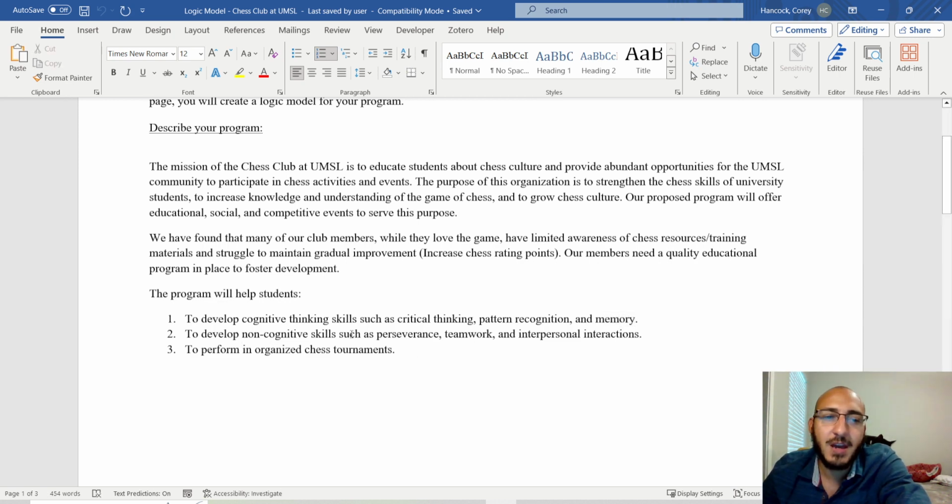And then also the non-cognitive aspects, so improving perseverance, developing teamwork and interpersonal interactions, and also we want to be able to perform and organize chess tournaments. In addition to the social aspect I mentioned, meeting once a week, we want to have some kind of structure where there's personal development attached to it that they can apply not only over the board but also in the workforce later down the road and more immediately in school.